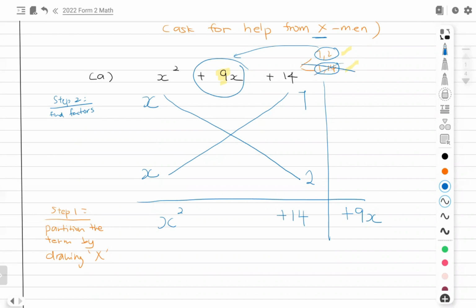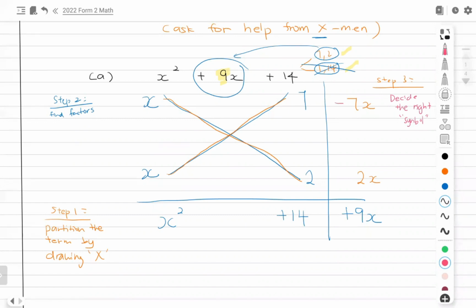Okay, then step 3. Step 3 is at the back here. Why do we draw X? We draw X because we want to follow the line and multiply. You see? X times 7, 7x. X times 2 becomes 2x. You follow the line, then you multiply. Then you need to decide the right symbol. Is it plus or minus? 7 plus 2 or 7 minus 2 to become positive 9x?